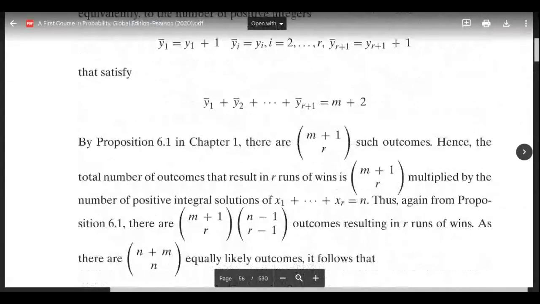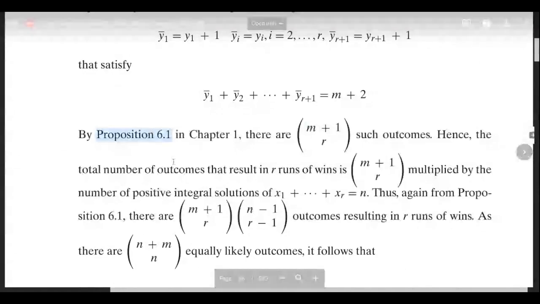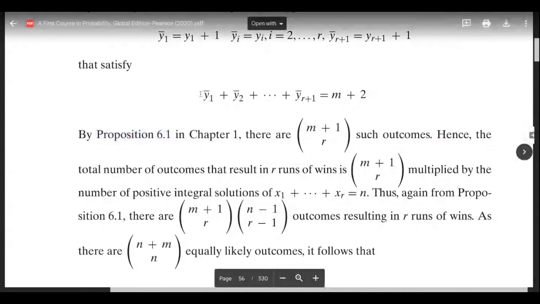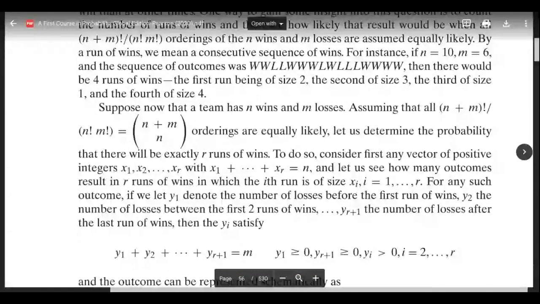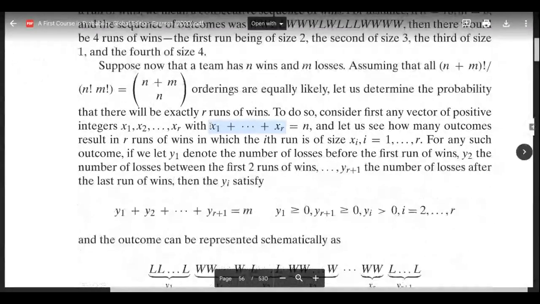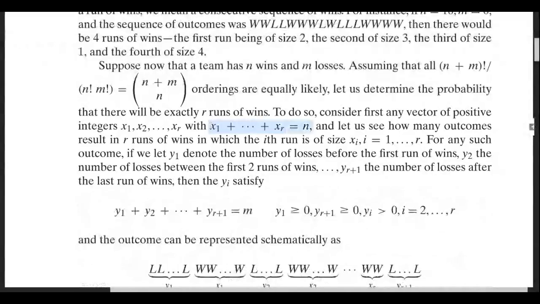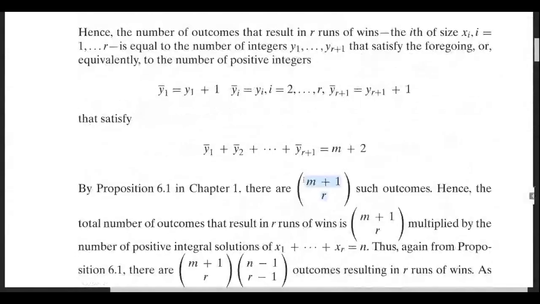So by proposition 6.1, there are m plus 1 choose r. Remember proposition 6.1 for non-zero solutions for x1 plus up to xr equals n. That means each x cannot be 0. So the number of non-zero solutions is m plus 1 choose r. This is how many such outcomes there are.